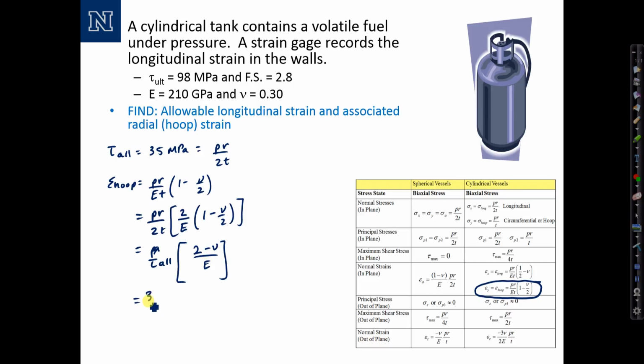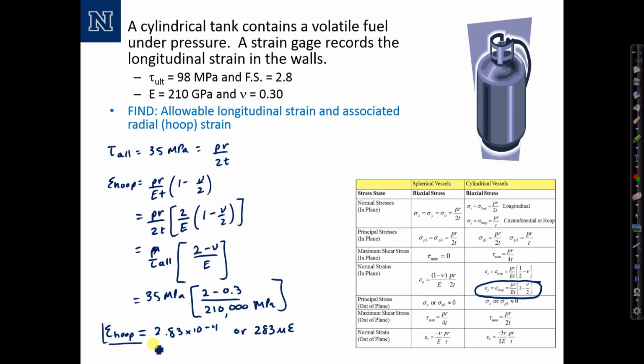Okay, so plugging in numbers, 35 megapascals, and we have a 2 minus 0.3 divided by E, 210,000 megapascals, and that computes to 2.83 times 10 to the minus 4, or if you like, 283 microstrain, and that's the answer for epsilon hoop.